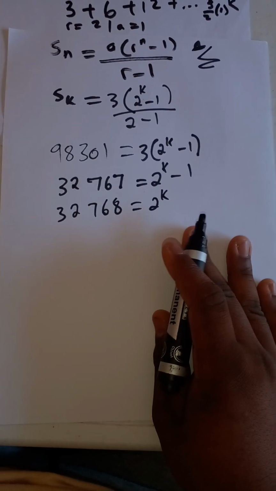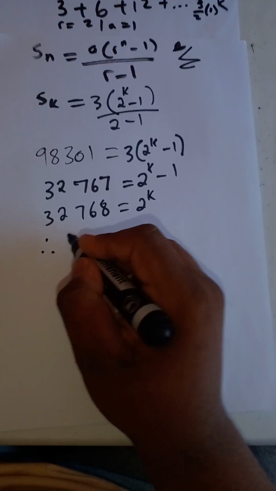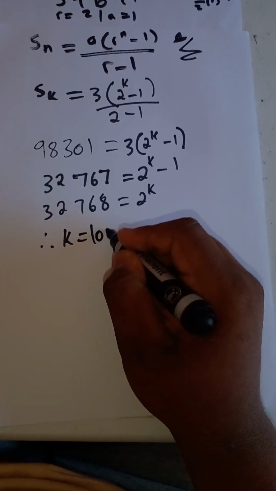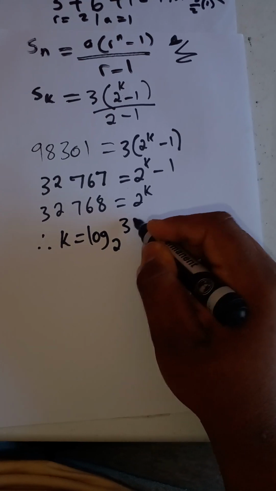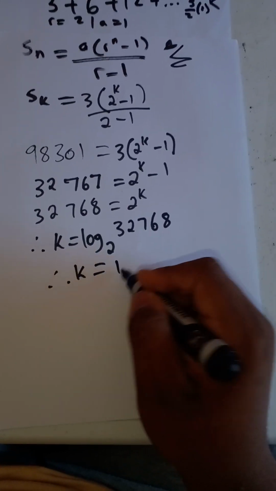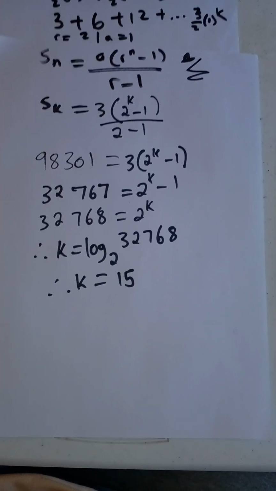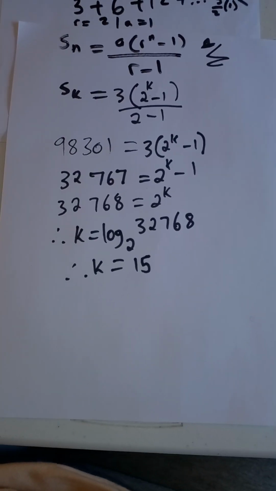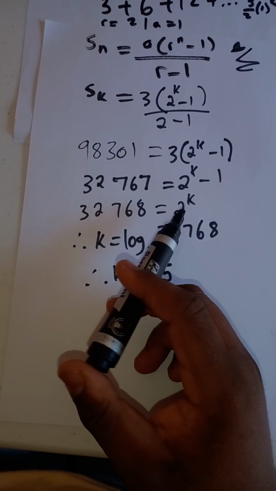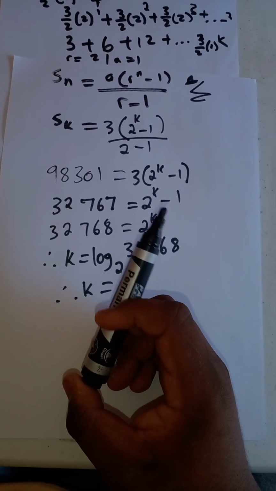And then now you can use your logarithms. Therefore, k is equal to log base 2 of 32,768. Therefore, my k is equal to 15. I have found my value of k there. Can you see how I did it? You simply had to use your logarithms, because there is no other way that you can find your value of k. That's how you got it. I hope you understood, guys.